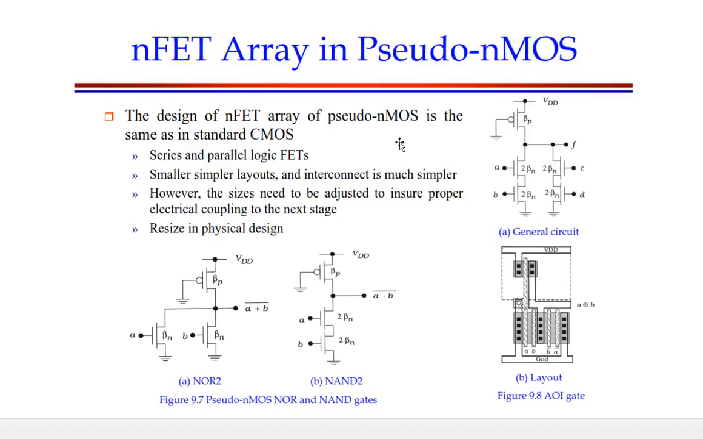Thus from this class it is possible to explain the two CMOS circuits. One is the mirror circuit, another one is the pseudo-NMOS circuit, and based on the necessity the circuits can be chosen.